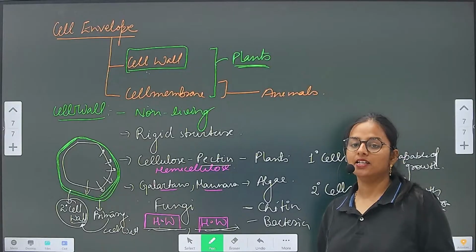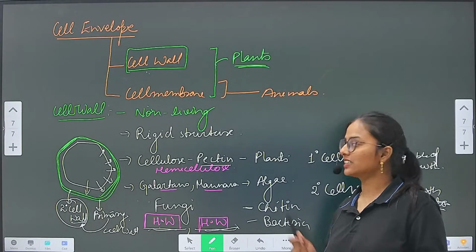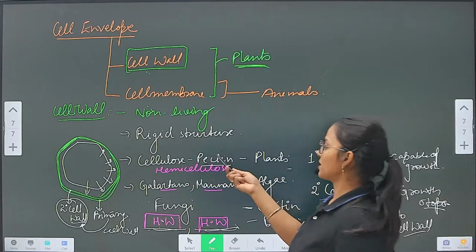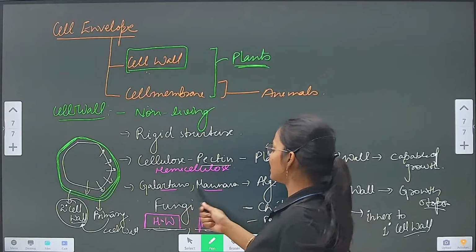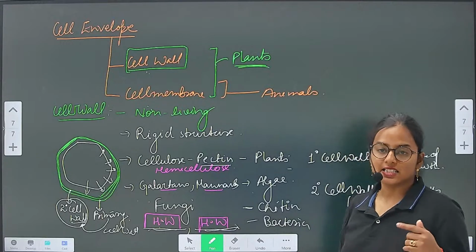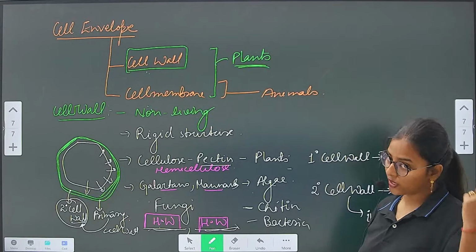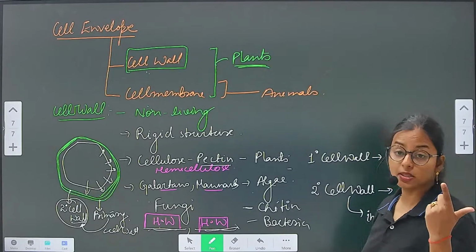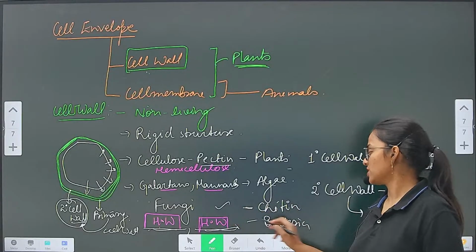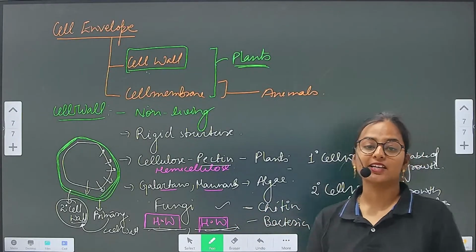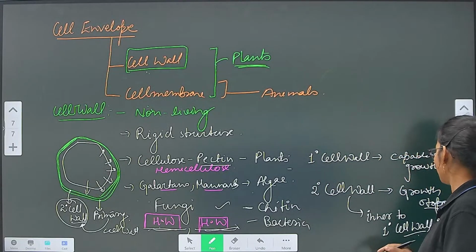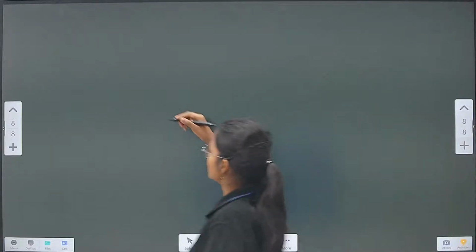Moving ahead, the functions of cell wall; till that time you can just go through. Non-living, rigid structure. For plants, cellulose, pectins, hemicellulose. For algae, galactans and mannans. Though it is in more detail when we will be talking about the animal kingdom and the plant kingdom, here this much is sufficient. Chitin in fungi; in bacteria, it was peptidoglycans and lipopolysaccharides. Okay, that's all. Then the functions we have already discussed in yesterday's class.